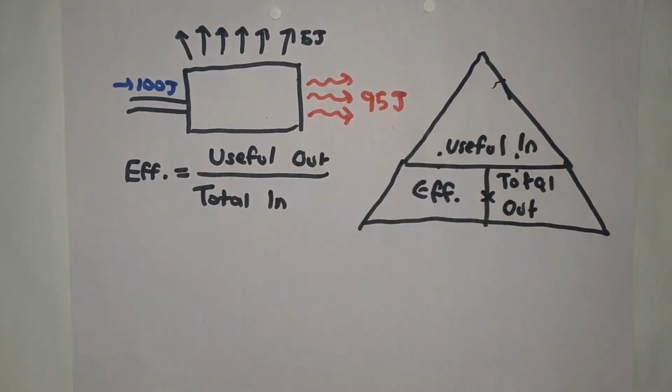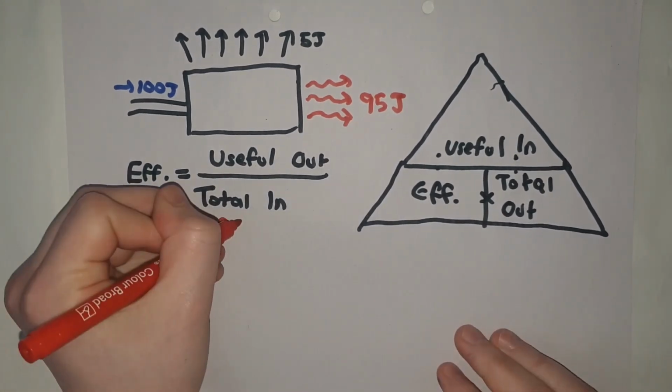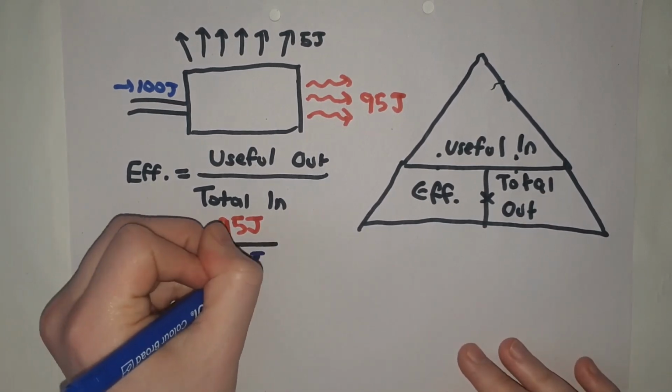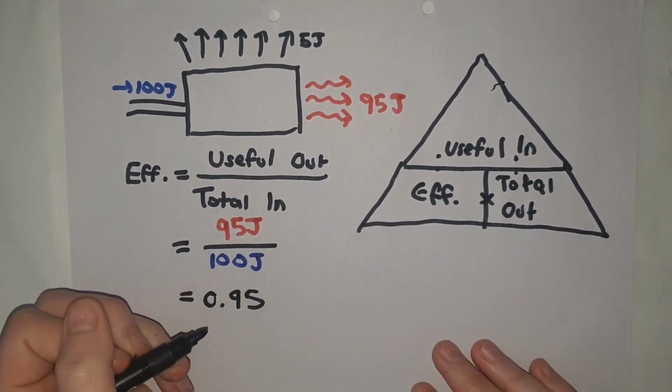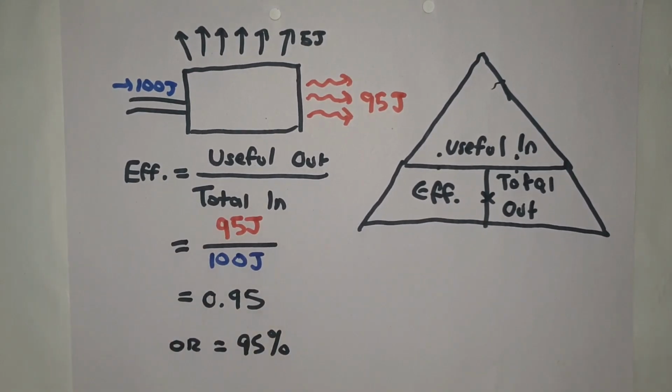So, for example, 100 joules of energy is being transferred to the heater every second. It transfers 95 joules of energy by heat transfer every second, and 5 joules of energy is transferred as sound every second. But quickly, notice that the energy going into the heater equals the energy going out of the heater. Remember, energy is conserved. Some of the energy going out may be wasted, but it's not being destroyed, it's just not useful to us. So back to the example. If we put these numbers into the equation, the useful energy out is 95 joules of energy, the total energy in is 100 joules of energy, so we find that the efficiency is 0.95.